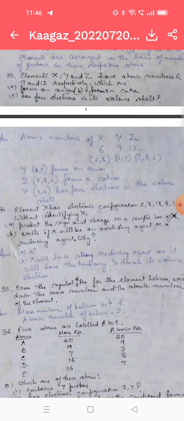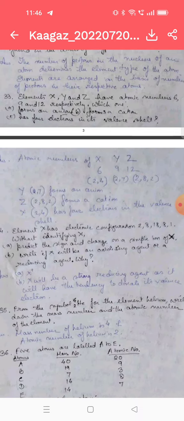Now the next question is: element X has electronic configuration of 2, 8, 18, 8 and 1. Without identifying X, predict the sign and the charge on a simple ion of X. Write if X will be an oxidizing agent or a reducing agent and why. So it will be X plus, because see, its electronic configuration is 2, 8, 18, 8 and 1. So one electron is present in its valence shell.